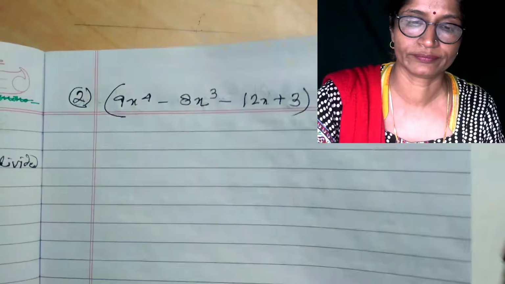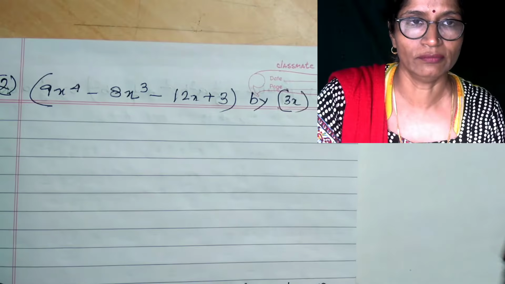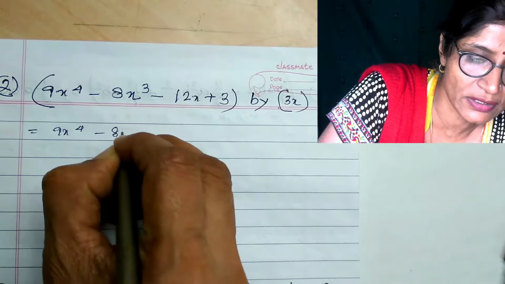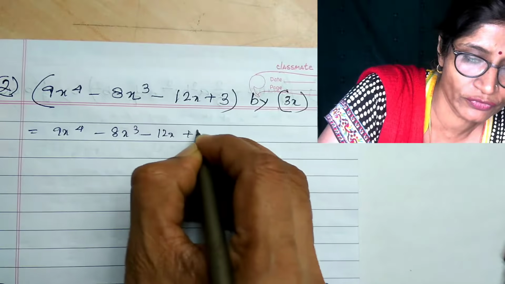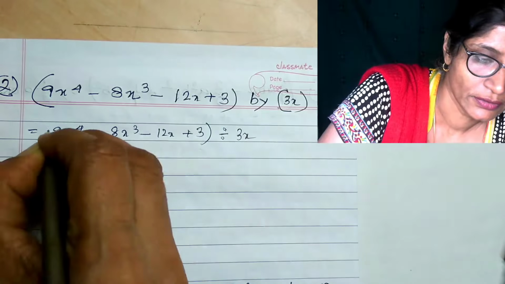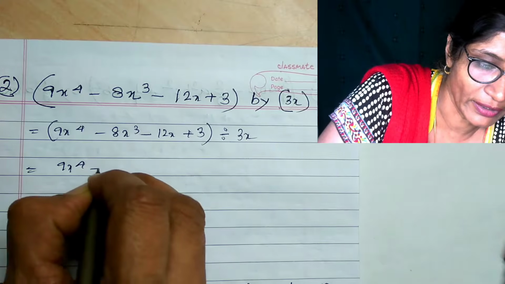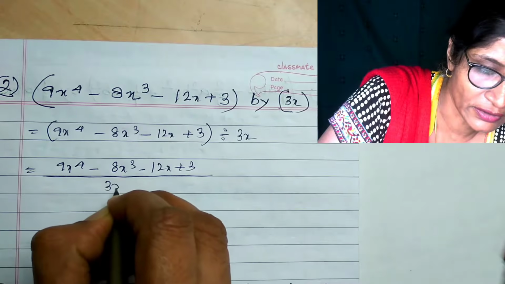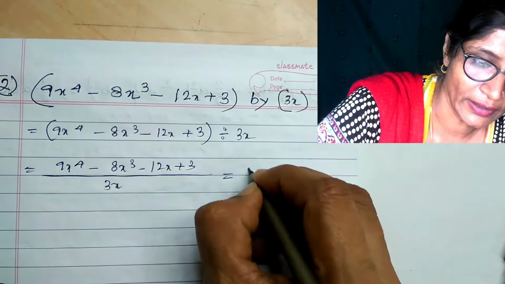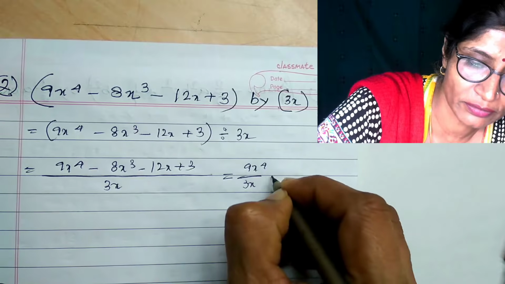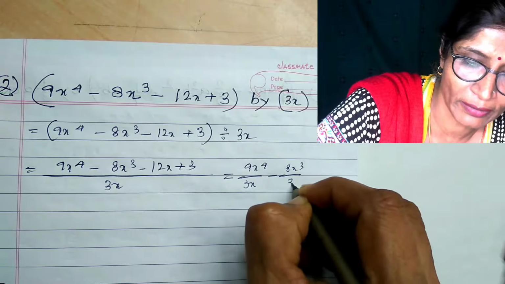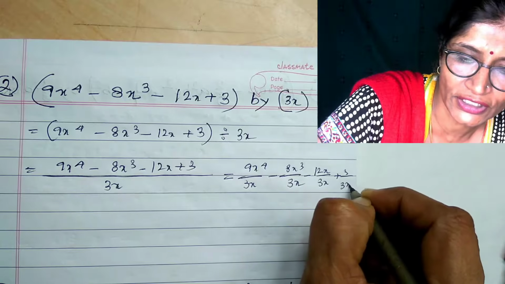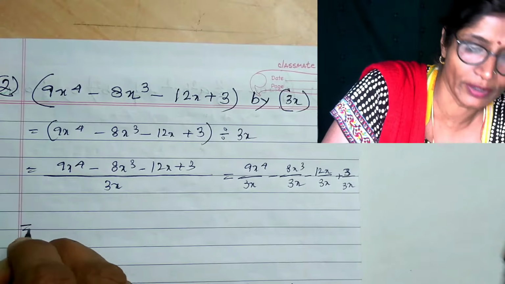Next one is this sum, this divided by this. So what I will write here is 9x to the power 4 minus 8x cube minus 12x plus 3 divided by 3x. And that is equal to 9x to the power 4 divided by 3x minus 8x cube divided by 3x minus 12x divided by 3x plus 3 divided by 3x. Each term of the polynomial will be divided by the monomial.